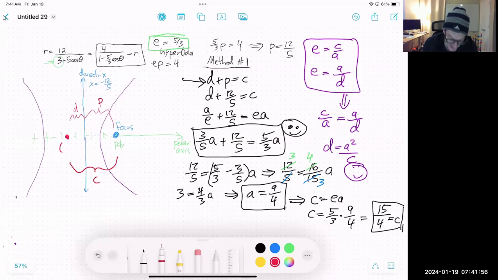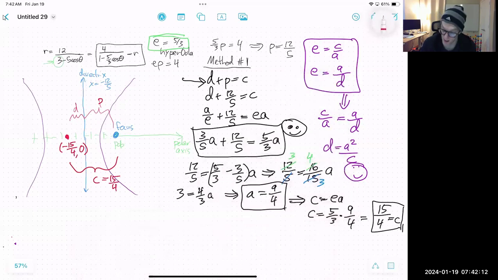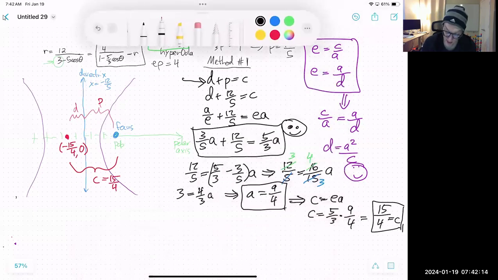And the answer is it has rectangular coordinates -15/4, comma 0. That's what C is, because C is 15/4. And all right, what else? We can also figure out what B is.